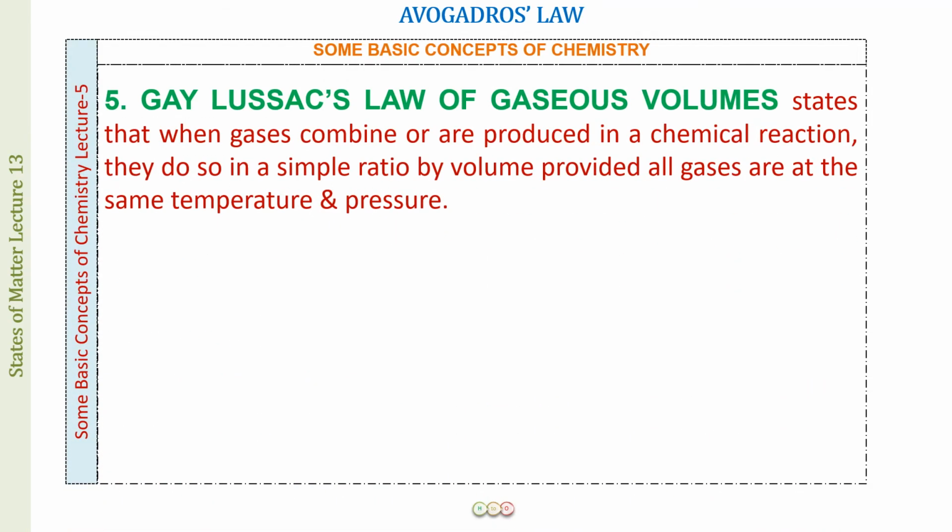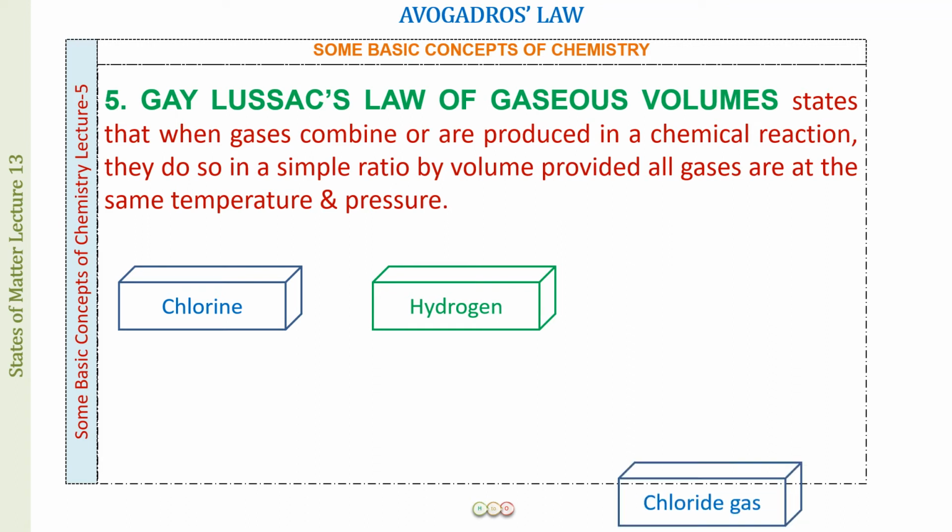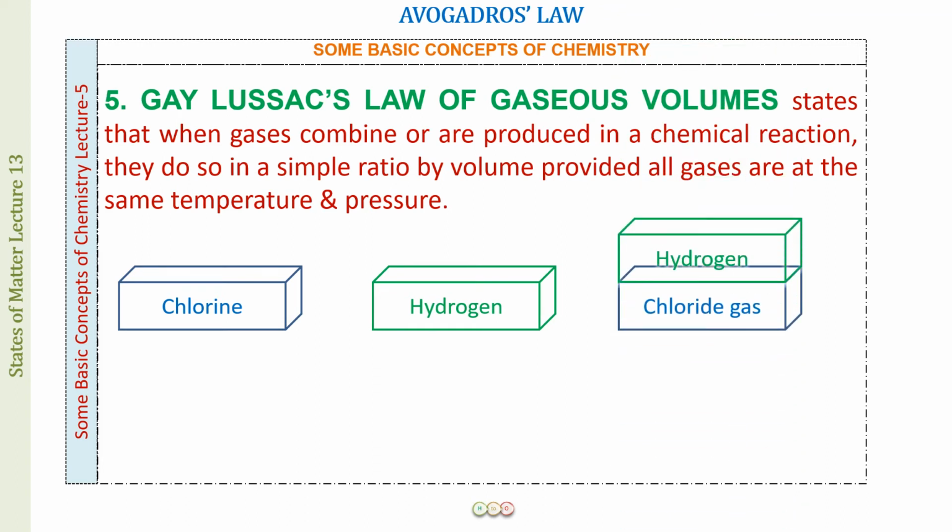Now, the Gay-Lussac law of gaseous volume states that when gases combine or are produced in a chemical reaction, they do so in a simple ratio by volume, provided all the gases are at the same temperature and pressure, right? So, for example, what we learned was that if chlorine gas is going to combine with hydrogen gas, what we will be getting is HCl gas.